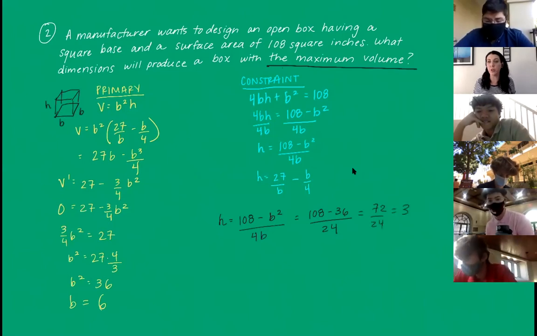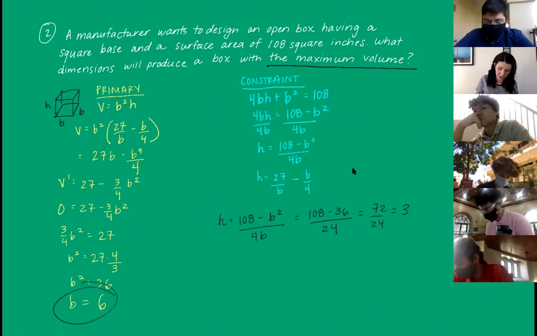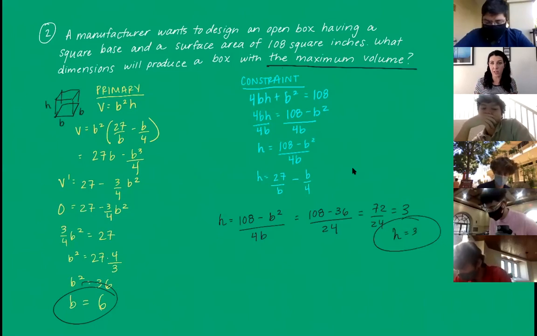Okay, so how did you write your final answer? I agree, now we have B, now we have H equals 3. Yeah, right? That's not what this question asked for. It asked for what? All the dimensions. Okay, so how would you write that as a final answer? 6 inches by 6 inches by 3 inches.